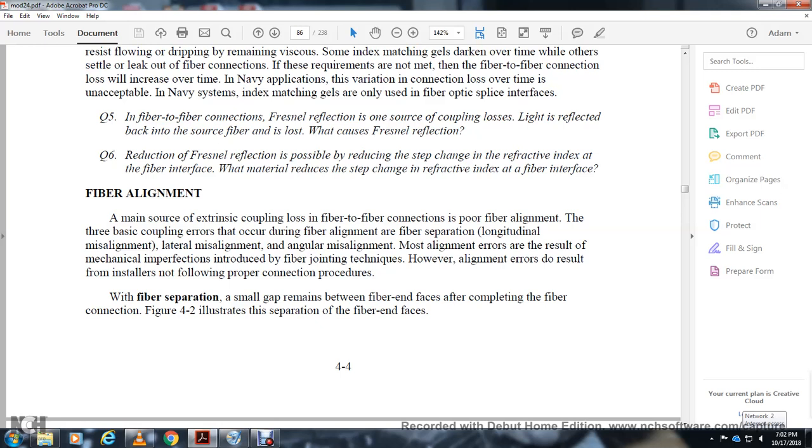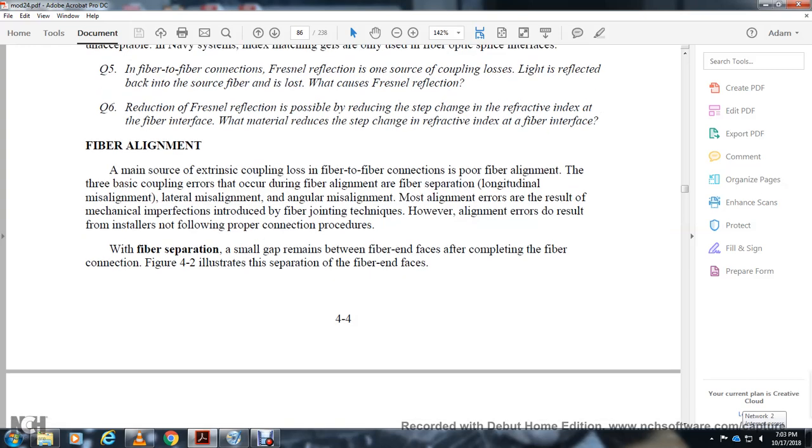Most alignment error is the result of a mechanical imperfection in the fiber joint technique. However, the alignment error does not result from the installers not following the proper connection procedure. Fiber end separation: a small gap remains between the fiber end faces after completing the fiber connection. Figure 4-2 illustrates the separation of fiber end faces.